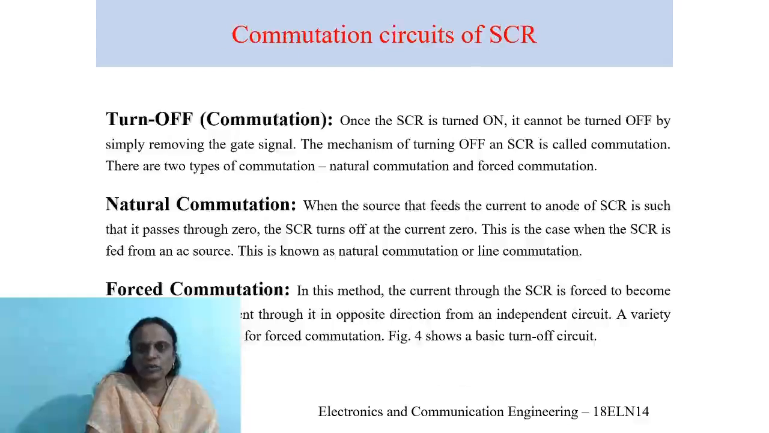So, the next topic is commutation. The mechanism of turning off an SCR is called commutation. Once the SCR is on, it cannot be turned off by simply removing the gate signal. Therefore, two types of commutation are implemented, namely natural commutation and forced commutation.